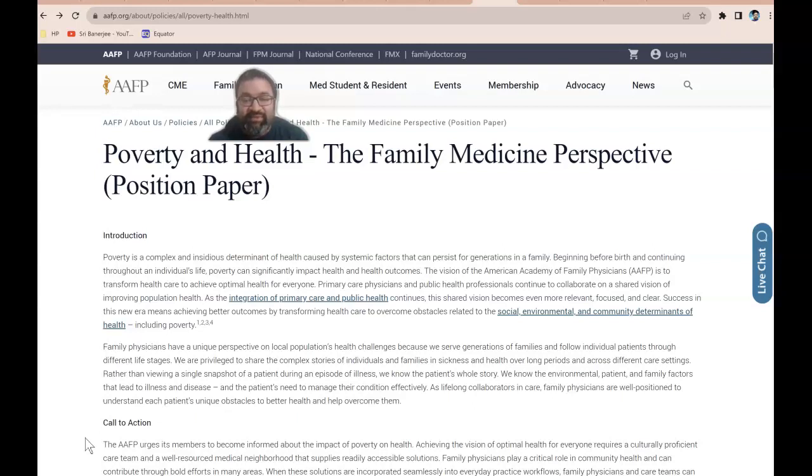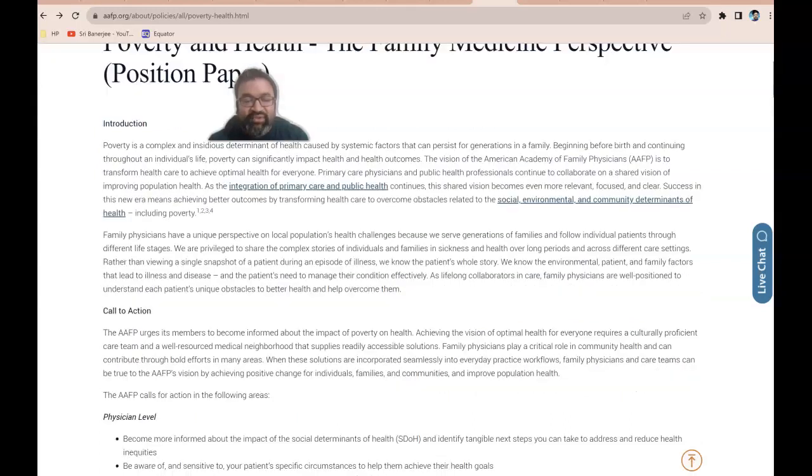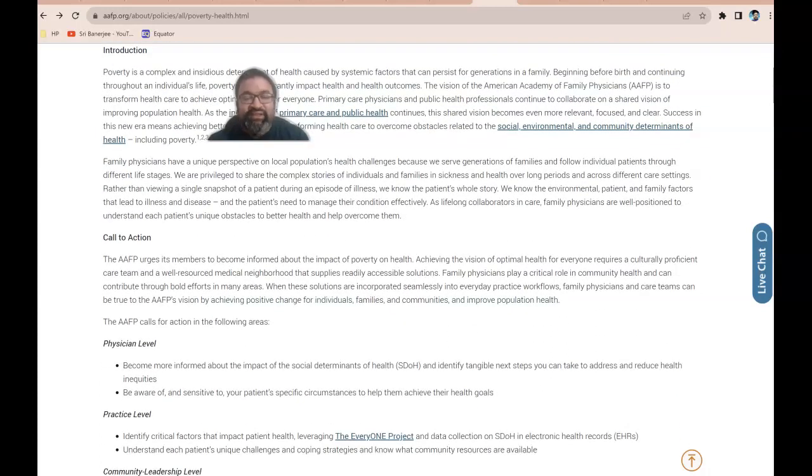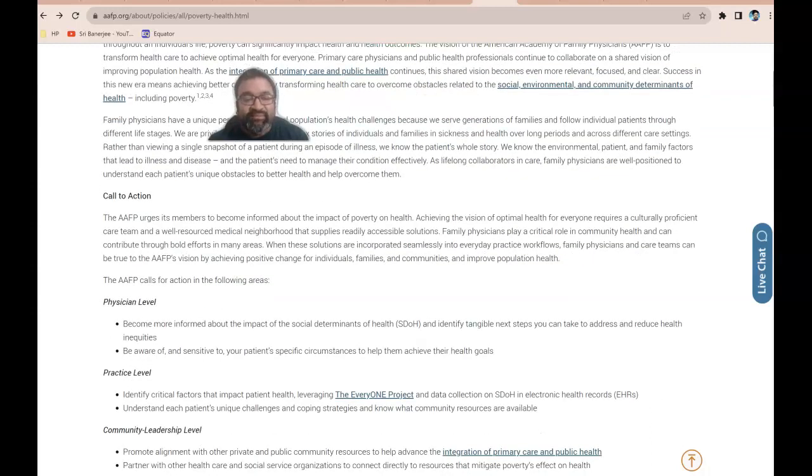So the family physician's vision is to transform healthcare to achieve optimal health for all. This goes into a call to action, urging members to become informed about the impact of poverty on health. The call to action includes the physician level: becoming more informed about the social determinants of health, identifying tangible next steps, and being aware and sensitive to your patient's specific circumstances to help them achieve their health goals.